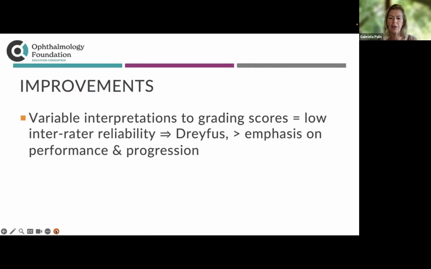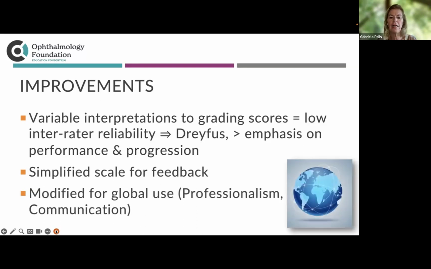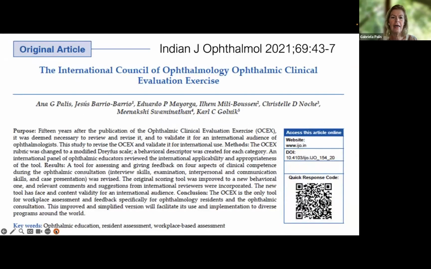So with this Dreyfus scale that put more emphasis on performance and progression, we tried to improve this variability in interpretations of grading scores. We also simplified the scale for feedback. Instead of 4 grades, we decided to have 3. And we modified it for global use, especially regarding professionalism and communication skills. We sent it to a panel of international professors, and they provided their feedback regarding the appropriateness of the professionalism and communication skills evaluation in their regions of the world. And we called it the International Council of Ophthalmology Ophthalmic Clinical Evaluation Exercise, or the ICO OCEX. And we published it in the Indian Journal of Ophthalmology in 2021.